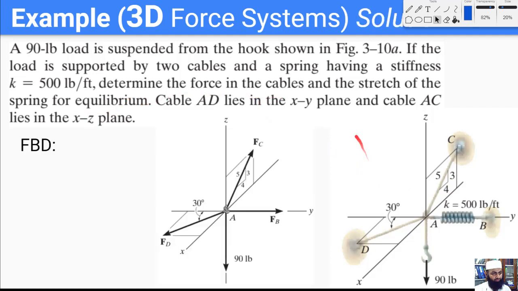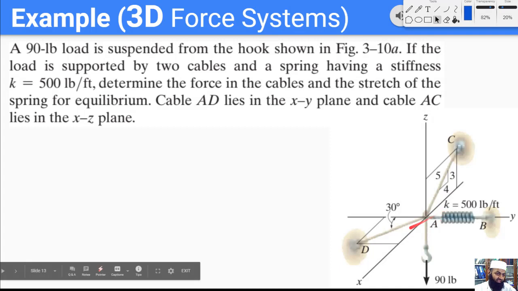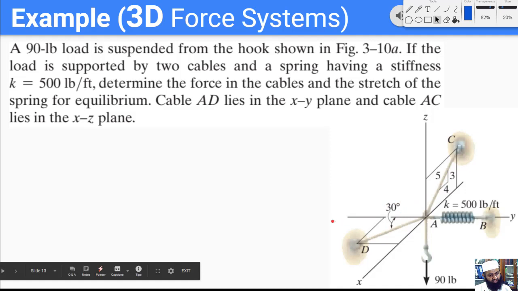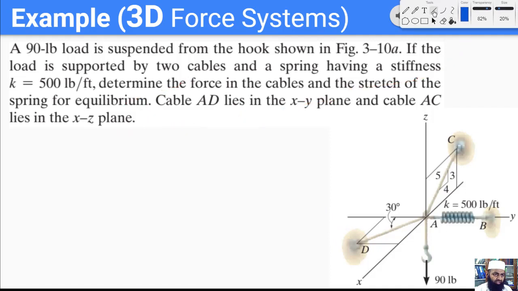So we want to find the force in this cable, and we want to find the force in this other cable, and then we want to find the stretch in the spring, which is just like finding the force in this third cable. Again, the problem has already drawn these three axes, so we do not have to work too much to draw the free body diagram.